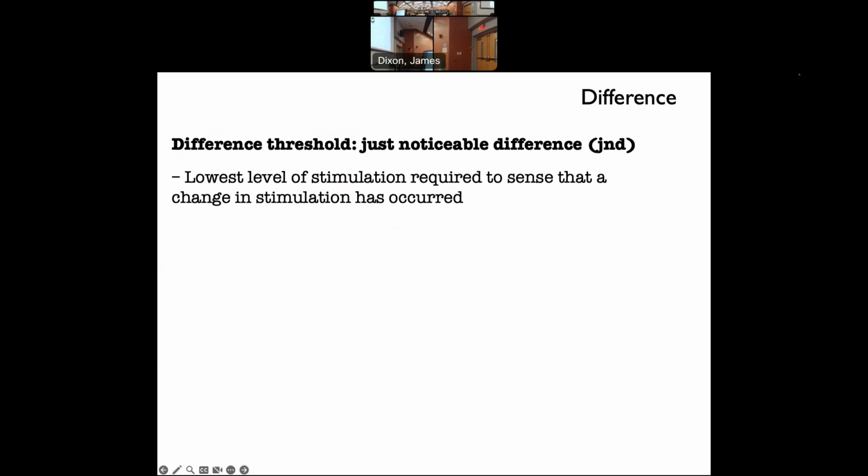These are going to be in units. Psychology was so happy to have some units that they gave them a jaunty little name, just noticeable difference. No, I'm not kidding. That really is their name. They're in JNDs, just noticeable difference.